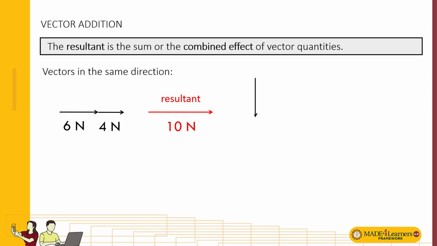And then another set of vector quantities, you have 20 and 5 newtons downwards. So the magnitude is 25 newtons and the direction of the resultant is downward or south or 270 degrees or negative 90 degrees.